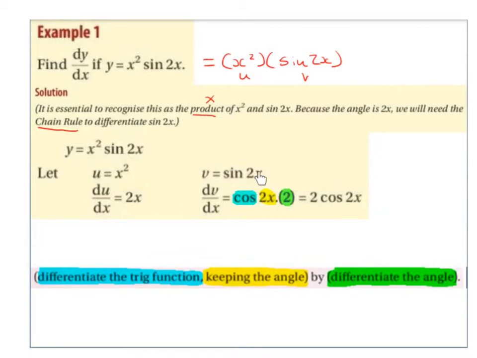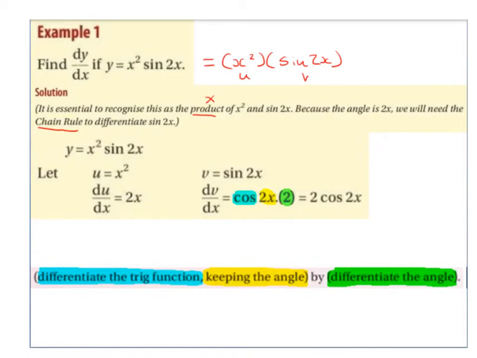So to differentiate sine 2x, we differentiate the trig function. So differentiating sine gives us cos. We keep the angle, so the 2x stays the same, and we multiply that by the derivative of the angle. So the derivative of 2x is 2. So this simplifies to 2 cos 2x. Now we have everything we need.